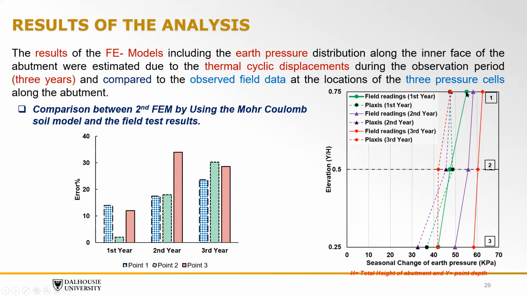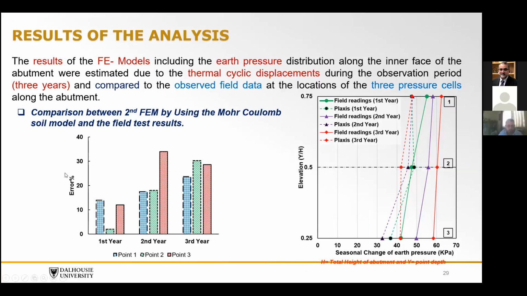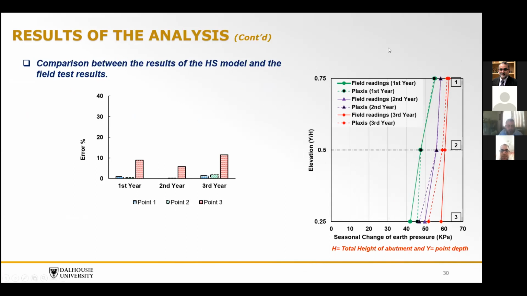So as we see, those three are the earth pressures in reality, and this was the earth pressure that we obtained using the Mohr-Coulomb model. If we consider the error or the difference in predictions in the first year, second year, and third year for the three locations, we're going to see an estimated error of about 33 or 34%. Huge, definitely not acceptable. Let's see what happens when we consider a better prediction model.